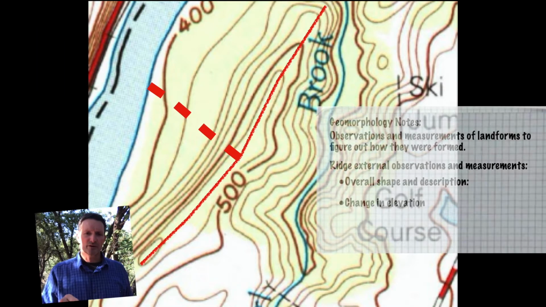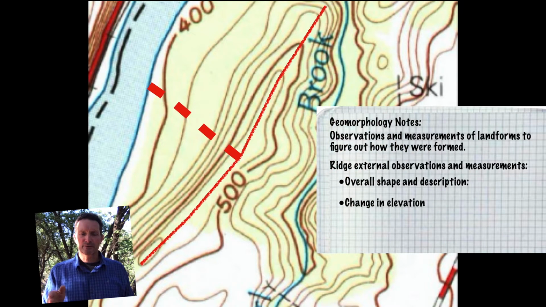I hope you got a measurement from the river up to the top of the ridge, and I hope you compared with some of your classmates or the people around you. Just make sure you're at least in the same ballpark. So those were our external measurements and observations. So next, if we want to figure out how this ridge came to be thousands of years ago, we need to look inside the ridge. So we're going to rejoin Meredith as she takes us not around the ridge, but inside the ridge to see what it's actually made of.